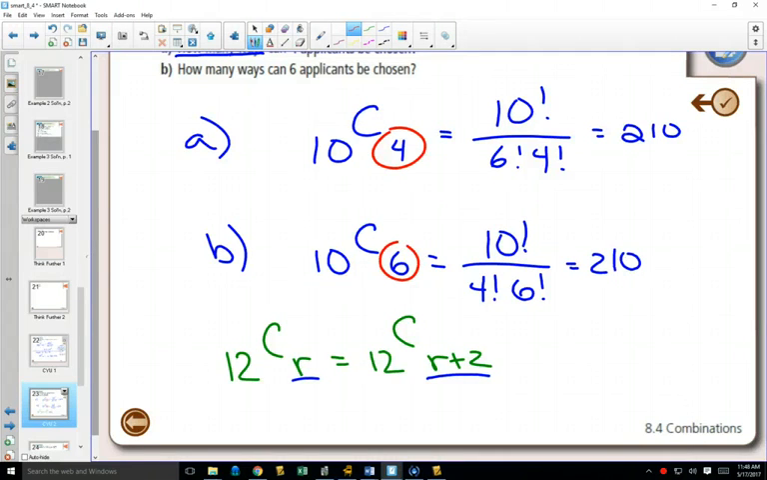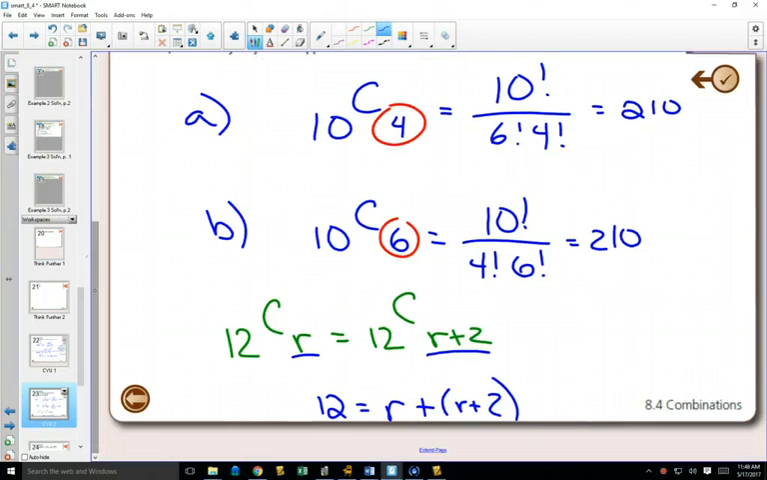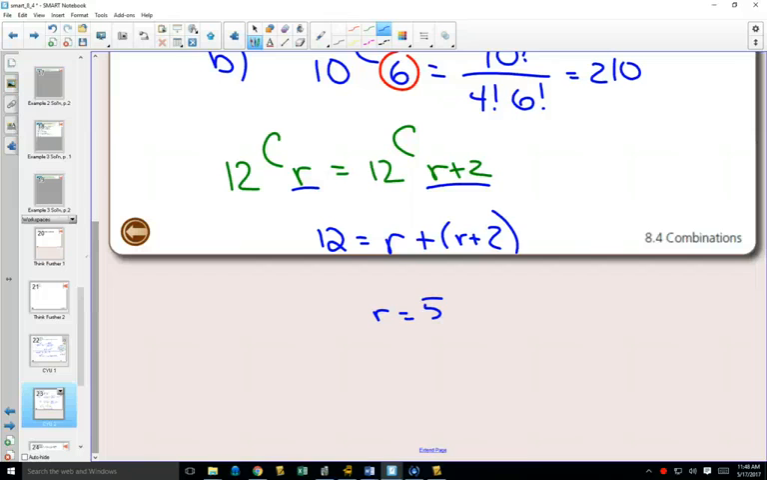If I'm choosing a group of 4 and it's the same as a group of 6, how many numbers did I start with? I started with 10. So if I'm choosing a group of R and I'm choosing a group of R plus 2 and I started with 12, that's telling me that 12 has to equal R plus 2. And in this case, if you solve for R, you get R equals 5. Does it make sense that choosing 5 is the same as choosing 7 from 12? Yes. So we do get this idea creeping into questions, but not directly.